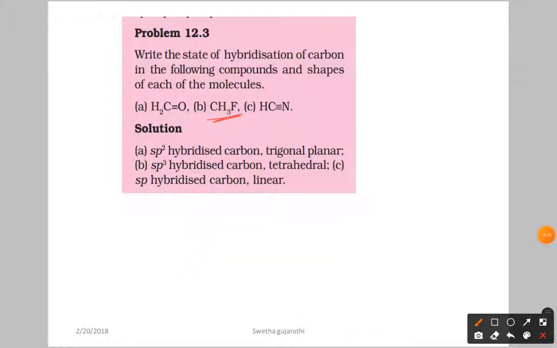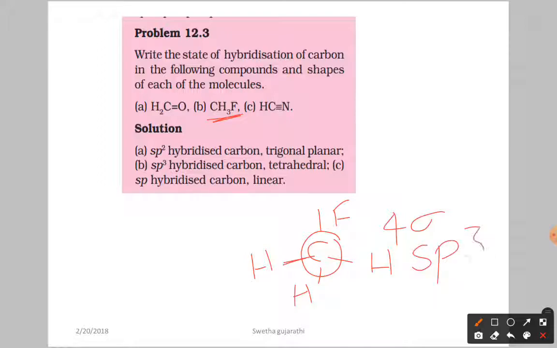Next molecule, this one. If you write it here, one is fluorine and the remaining are hydrogen atoms. If you count the bonds, we have 4 sigma, so hybridization is sp3. As you know very well, sp3 means the shape is tetrahedral. So the sp3 hybridized carbon atom has a tetrahedral shape.